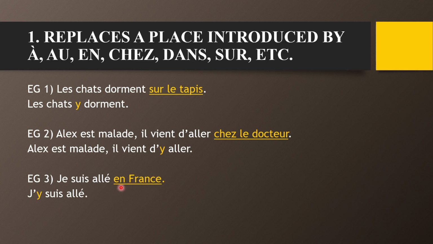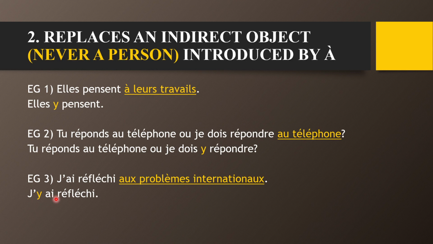And where do you place it now? Because this is passé composé, it has to come before the auxiliary. It will be placed here. And when you get je and Y together, it does not become je y, it becomes j apostrophe y. The second use of the pronoun Y is when you're replacing an indirect object that is introduced by à.